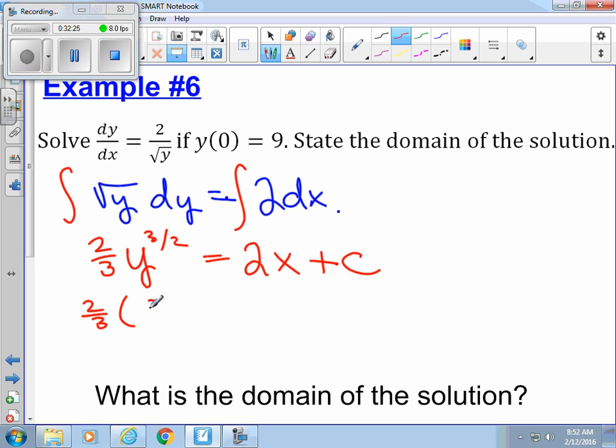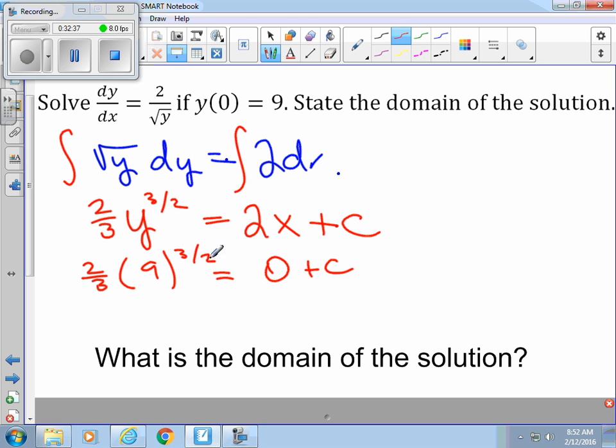0 in for x, 9 in for y. Again, we could solve for c at any time. The earlier you do it, the easier it is to me. How do you do a 3/2 power? This could be a non-calculator question. Square root of 9, what's 3 cubed? 27. 27 divided by 3 is 9. 9 times 2 is 18. Yes, you could have. 54 divided by 3 would be 18.